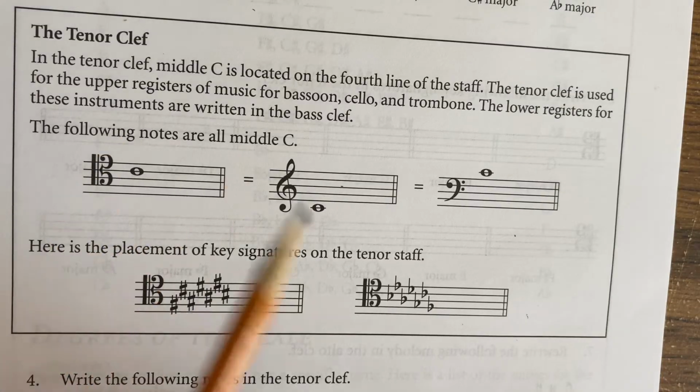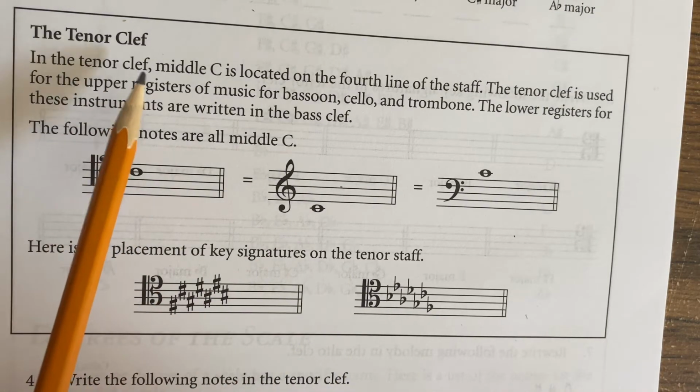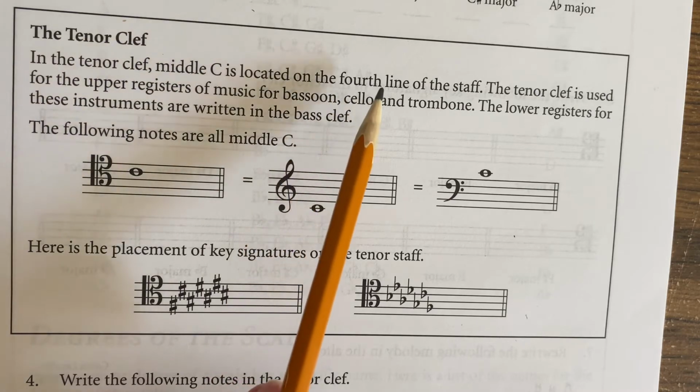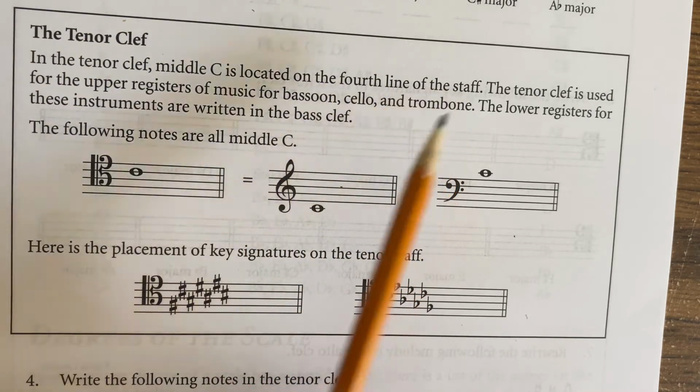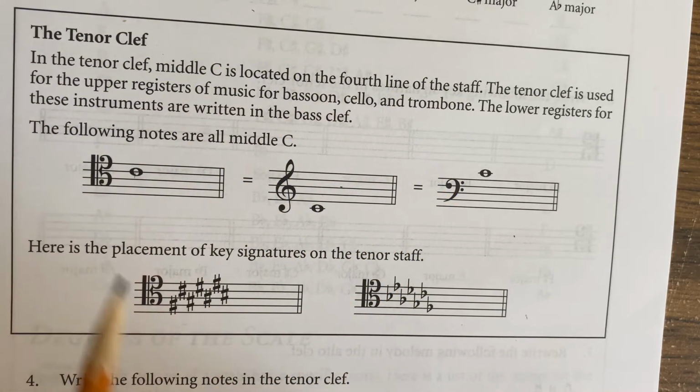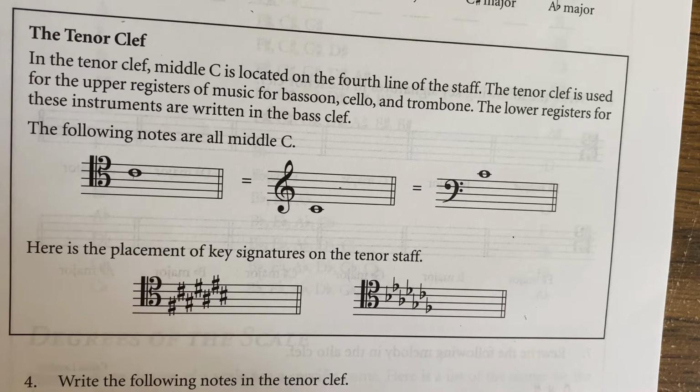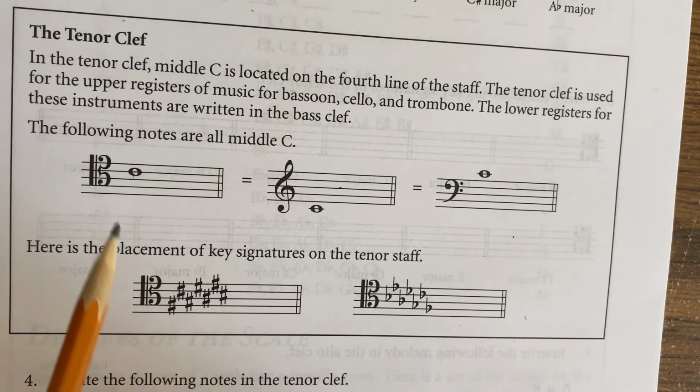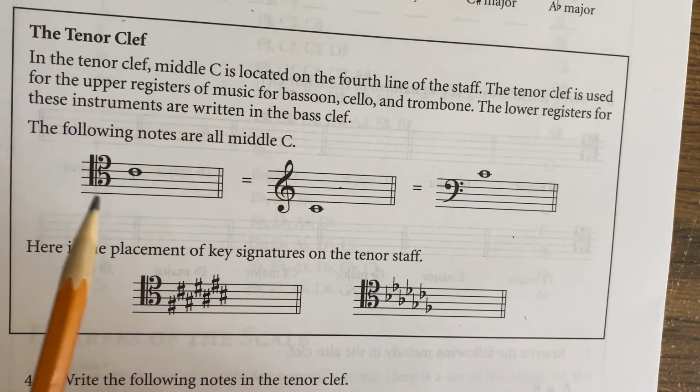The tenor clef. In the tenor clef, middle C is located on the 4th line of the staff. The tenor clef is used for the upper registers of music for bassoon, cello, and trombone. The lower registers for these instruments are written in the bass clef. The following notes are all middle C.